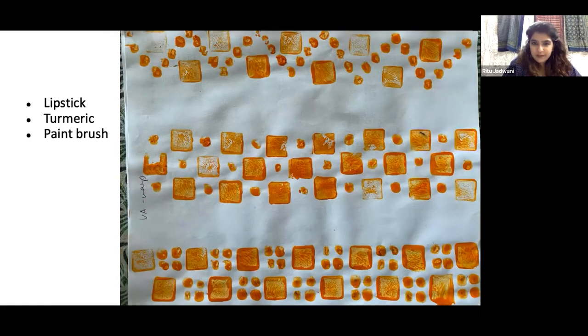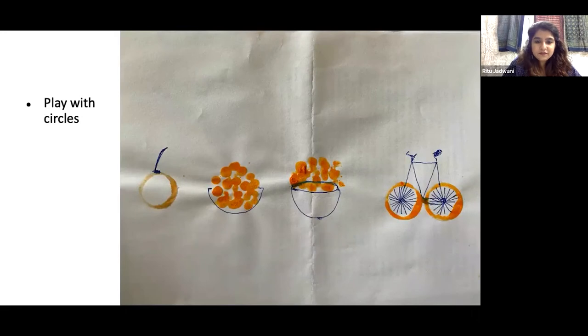Make sure to experiment. Here I've used the back side of the lipstick, a paintbrush, and a turmeric dye to create this pattern. Play with circles. Just using the basic concept of circle and playing around with the size and the dimension, I've tried to experiment with some basic everyday found objects.